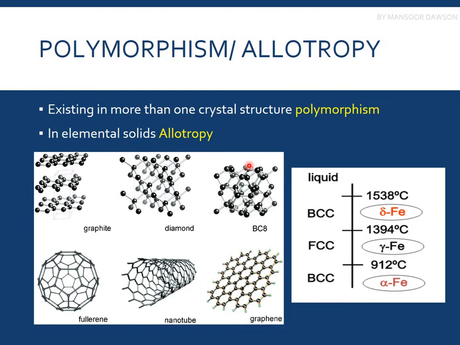So next we have polymorphism and allotropy. Basically, what is polymorphism? You can see from the word that poly means many, and morphism means the morphology or the structure. Existing in more than one crystal structure is basically called polymorphism, and in an elemental solid it is called allotropy or allotropic form. So here is an example which is given of carbon.